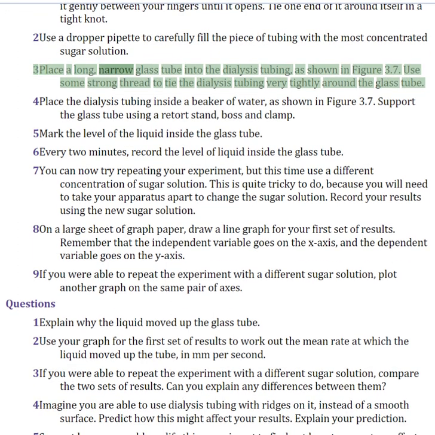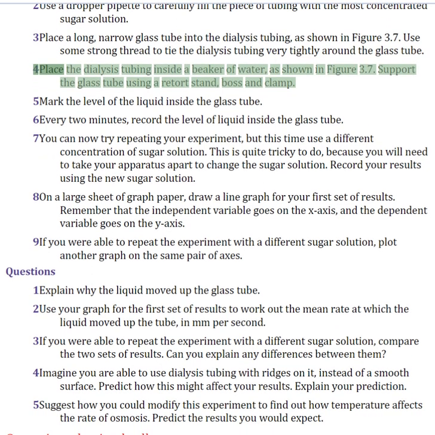3. Place a long, narrow glass tube into the dialysis tubing, as shown in Figure 3.7. Use some strong thread to tie the dialysis tubing very tightly around the glass tube. 4. Place the dialysis tubing inside a beaker of water, as shown in Figure 3.7. Support the glass tube using a retort stand, boss and clamp.